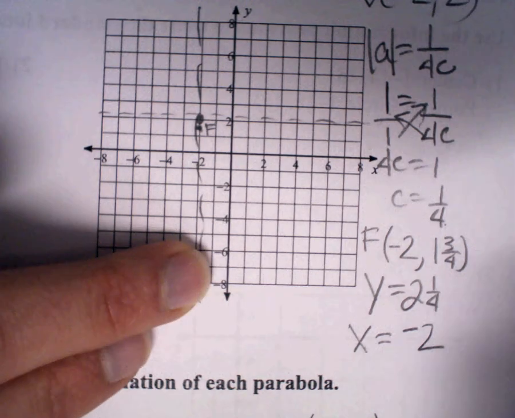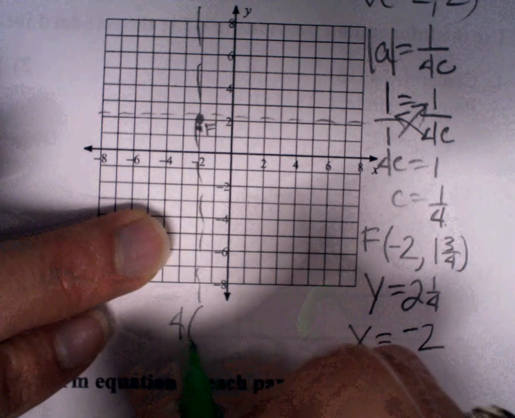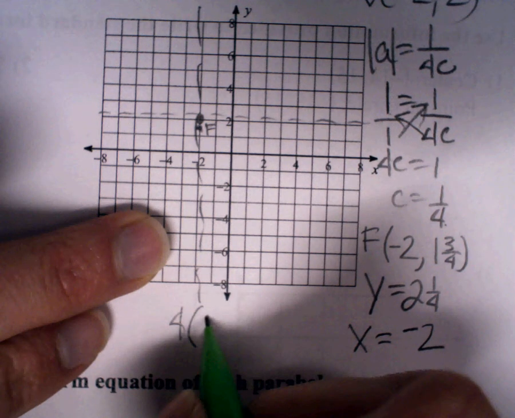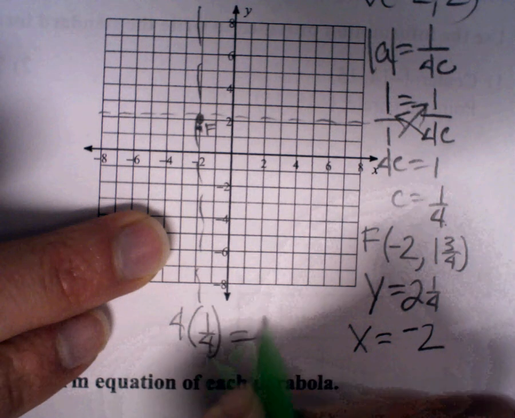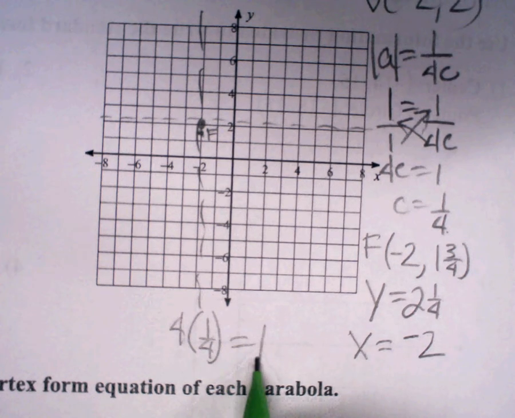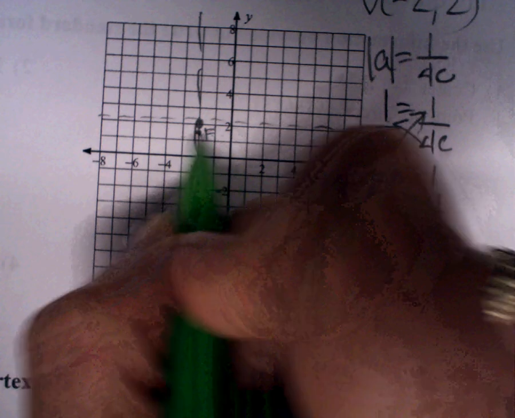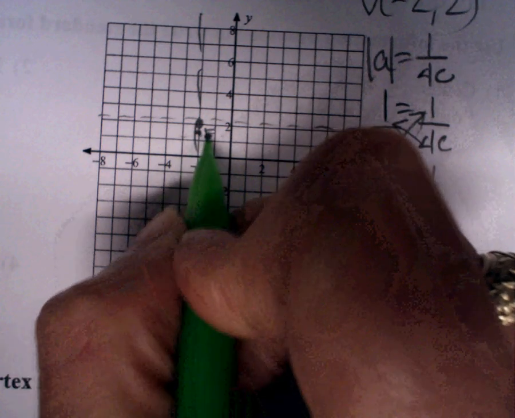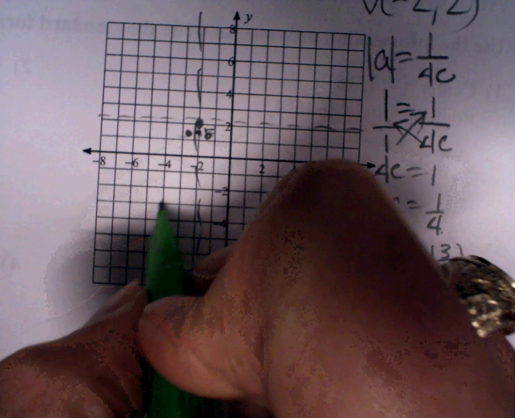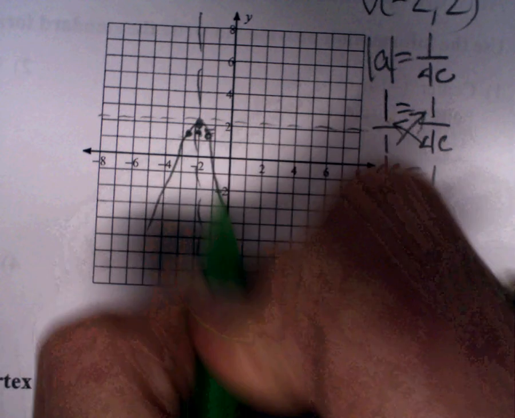And then I need my other 2 points. So it's 4 times c. So in this case, c was 1/4. So my width all the way across is 1. So that doesn't mean 1 on each side, but that means that it's 1 all the way across. So that means it's a half and a half. And then there is my parabola.